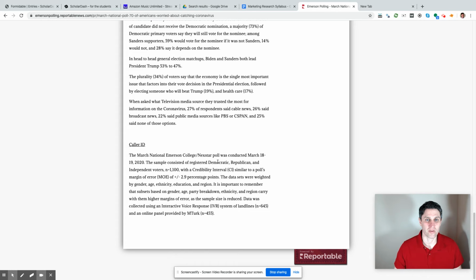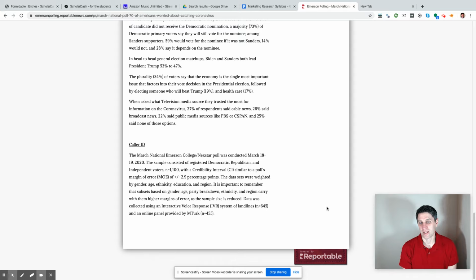Here at the very end, there's a paragraph. I have no idea why this header is caller ID, but this is their methodology. They conducted their survey on 2 days in March. They give the days. Our sample consisted of registered Democratic, Republican, and Independent voters. So, they did not poll non-registered voters. They didn't ask non-registered voters about their opinions because they're assuming they're not going to vote, so it won't matter. They just focus on registered voters.